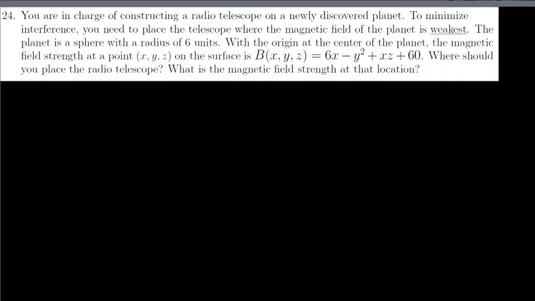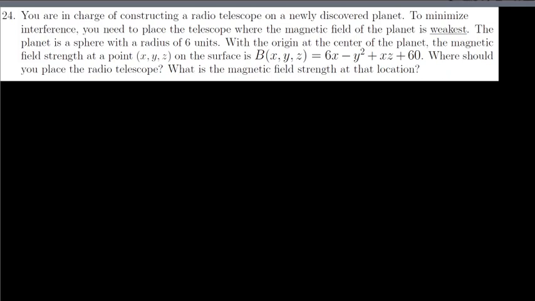And we might as well do 24. This is kind of my personal favorite problem here. You're in charge of constructing a radio telescope on some distant, newly discovered planet. To minimize interference, you need to place the telescope where the magnetic field on the planet is the weakest. And the planet is a sphere of radius 6 units, so probably not 6 miles, but a unit could be 1,000 miles, 10,000 miles, who knows.